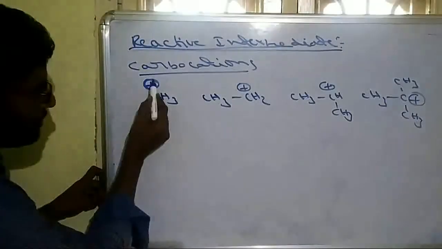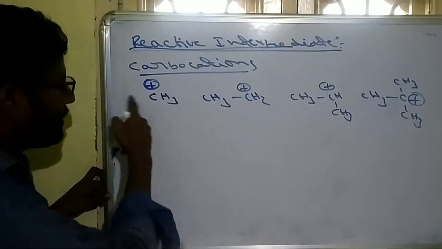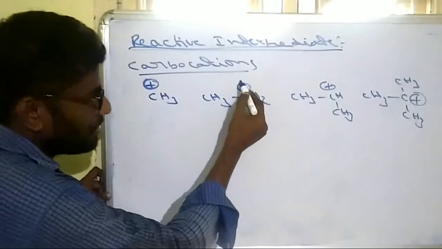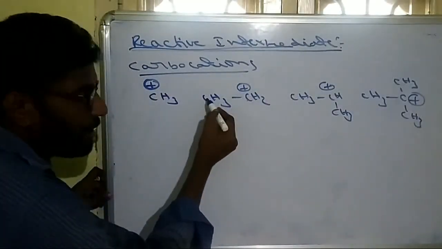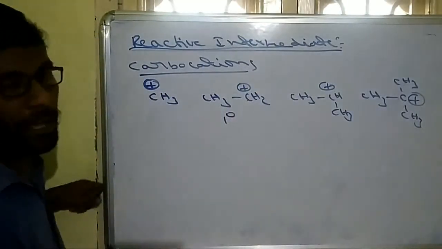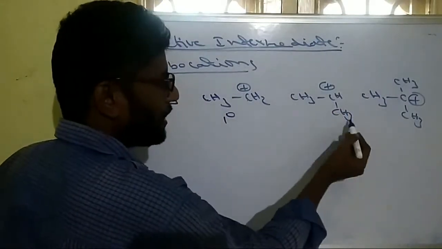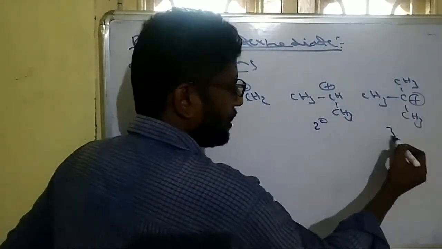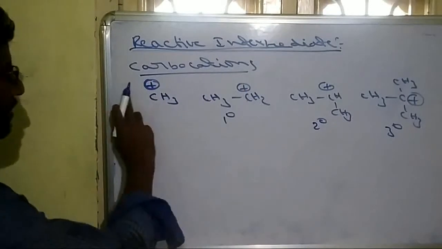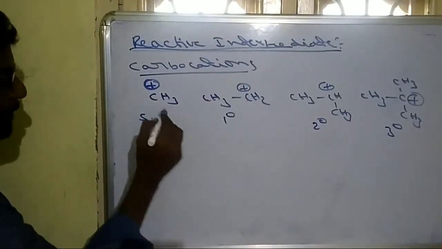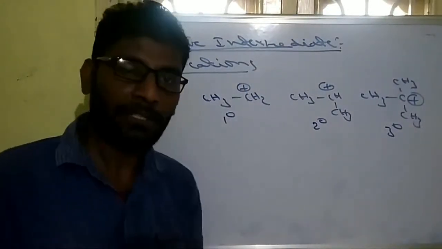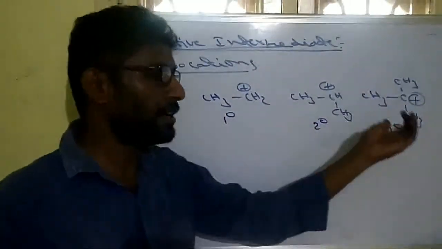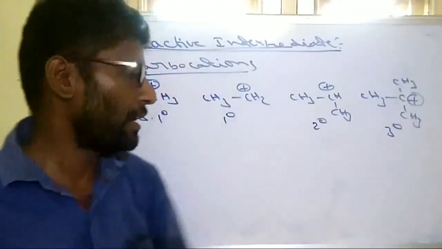Now see this carbon positive does not attach to any other carbon. But here this carbocation is attached to one extra carbon, that's why it is called primary. If it is attached to two other carbons, secondary. If attached to three other carbons, tertiary. But if it is not attached to any carbon, this is simply called super primary. The carbocations can be super primary, primary, secondary, or tertiary based on how many extra carbons are attached.